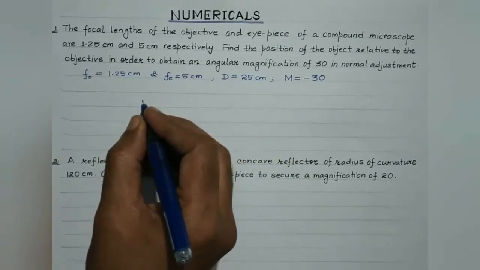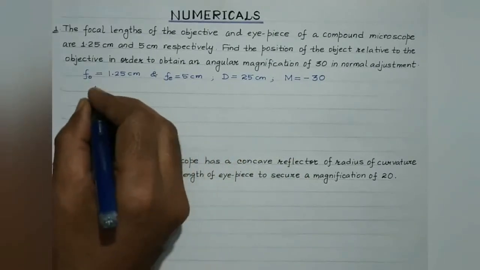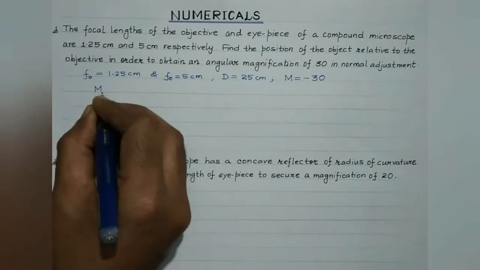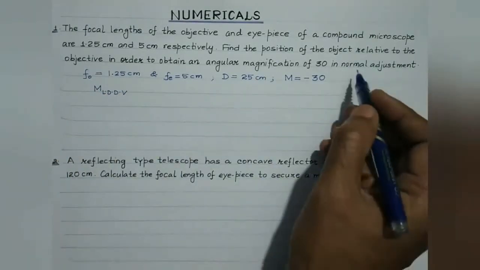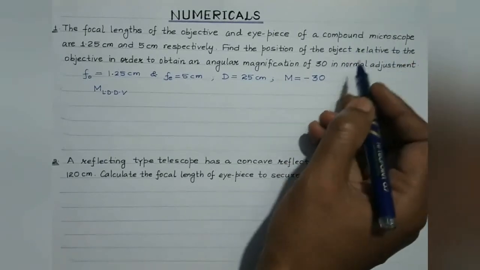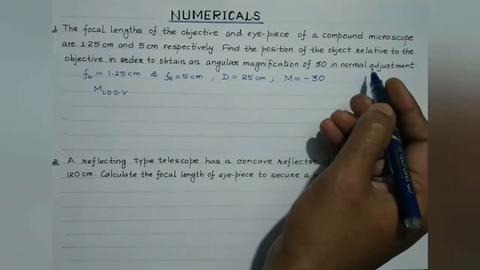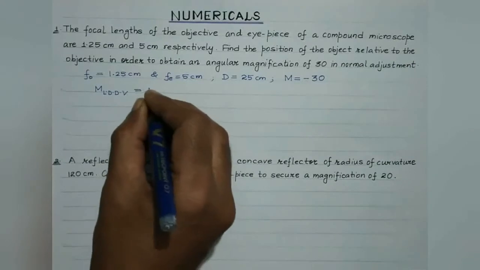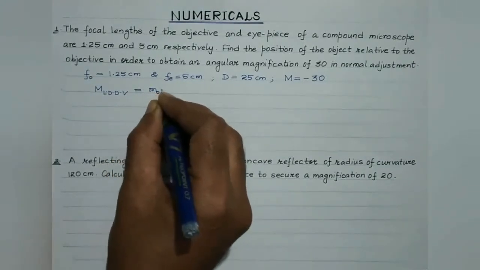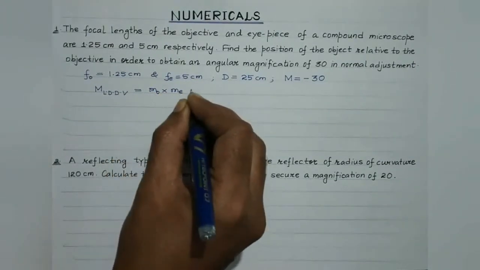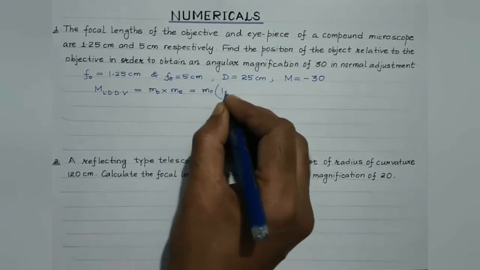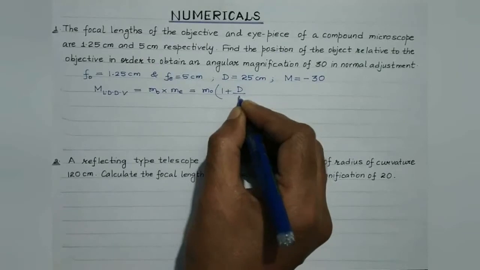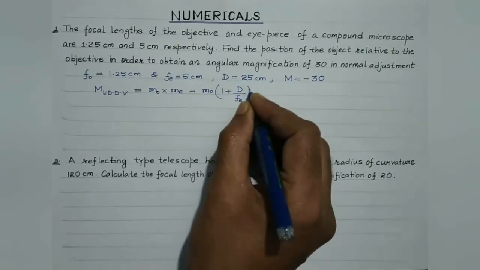Now, we are already aware of the formula. In the case of a compound microscope, when the image is formed at LDDV, the normal adjustment in compound microscope means when the image is formed at LDDV. So it is given by M0 into ME, which can further be written as M0 multiplied by 1 plus D by FE. This we have already done in the theoretical part, right?